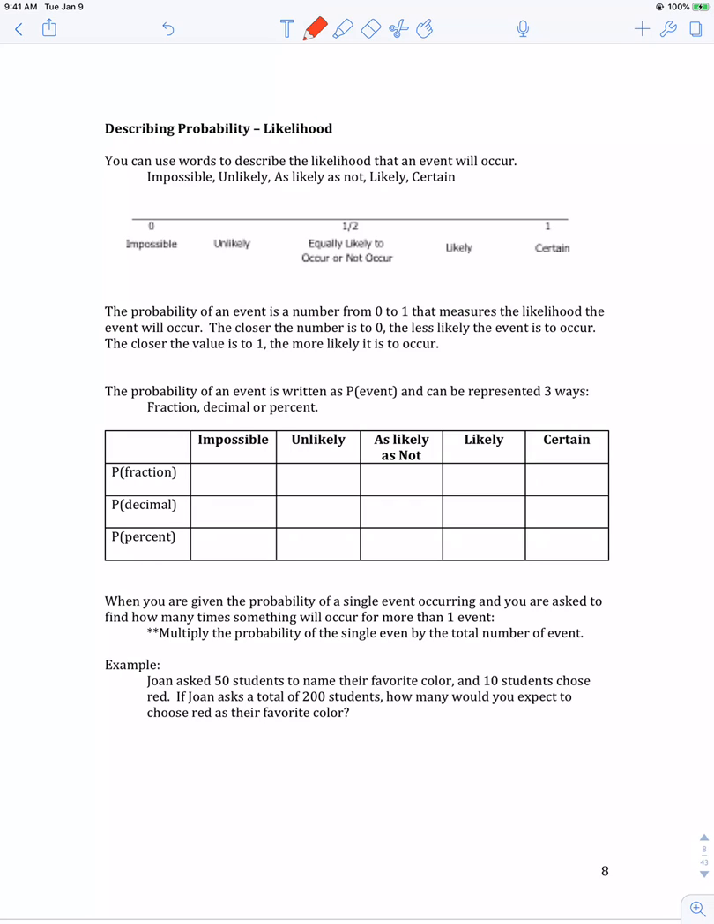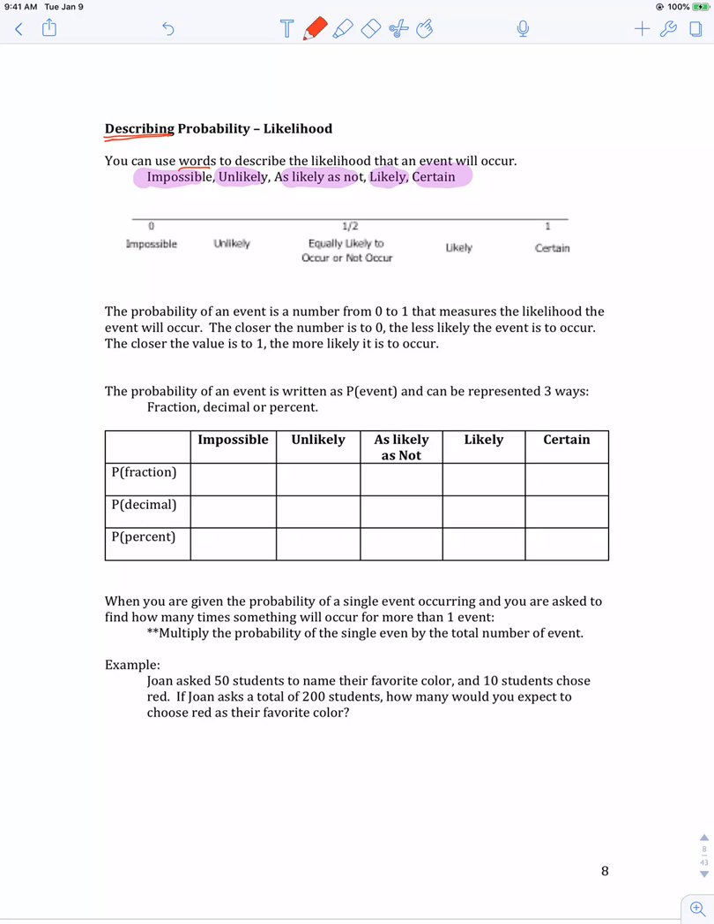Today we're going to do the same thing to get started, but if the problem is asking you to describe the probability, then we must use a word. And the words that we can use are right here: impossible, unlikely, as likely as not, likely, and certain. But you need to know what we call this probability scale, so you know which word goes with which probability.